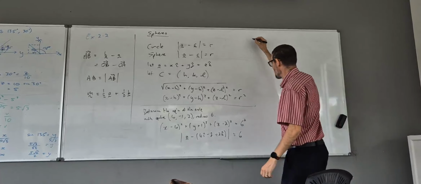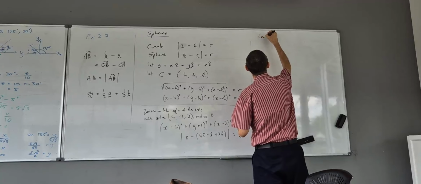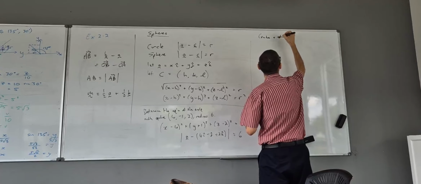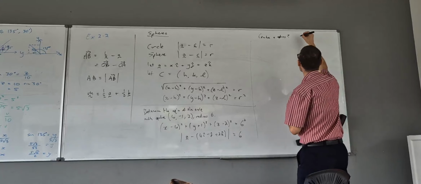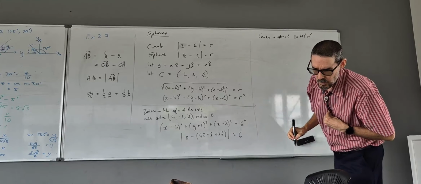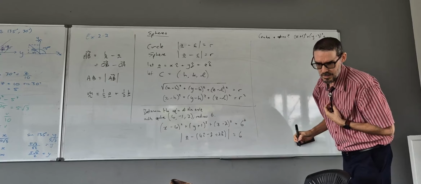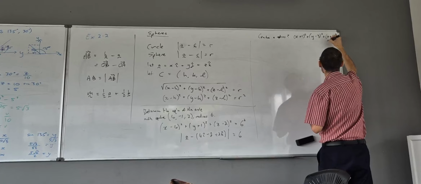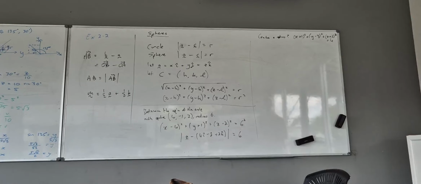Can you go the other way? Determine the centre and radius of the sphere whose equation is (x + 1)² + (y − 3)² + (z + 2)² = 4. Can you read it off that equation?